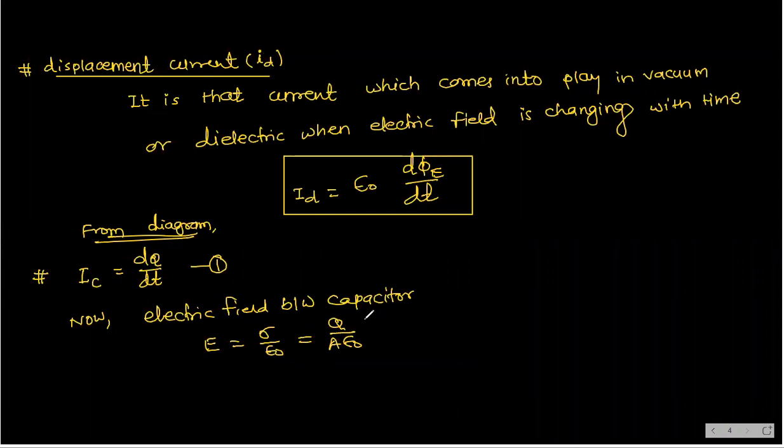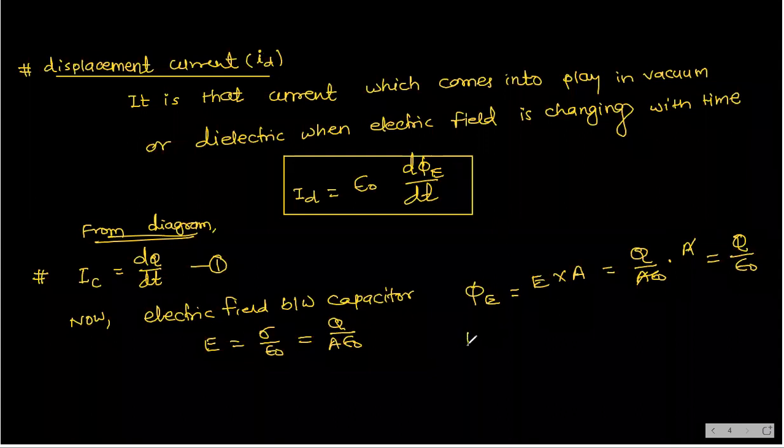Now the flux phi. Flux phi is equal to E into A. So that is equal to Q by A epsilon naught into this A, and then you get here that it is equal to Q by epsilon naught.